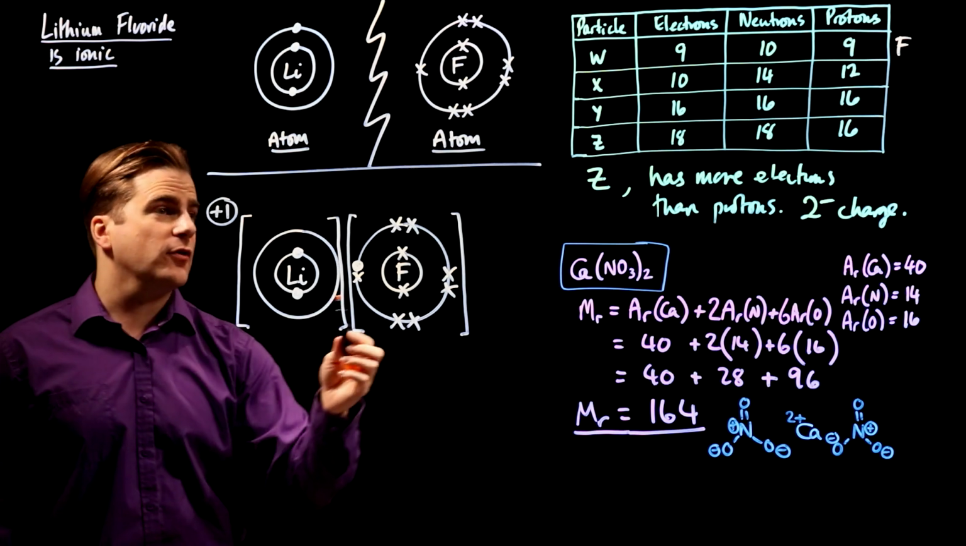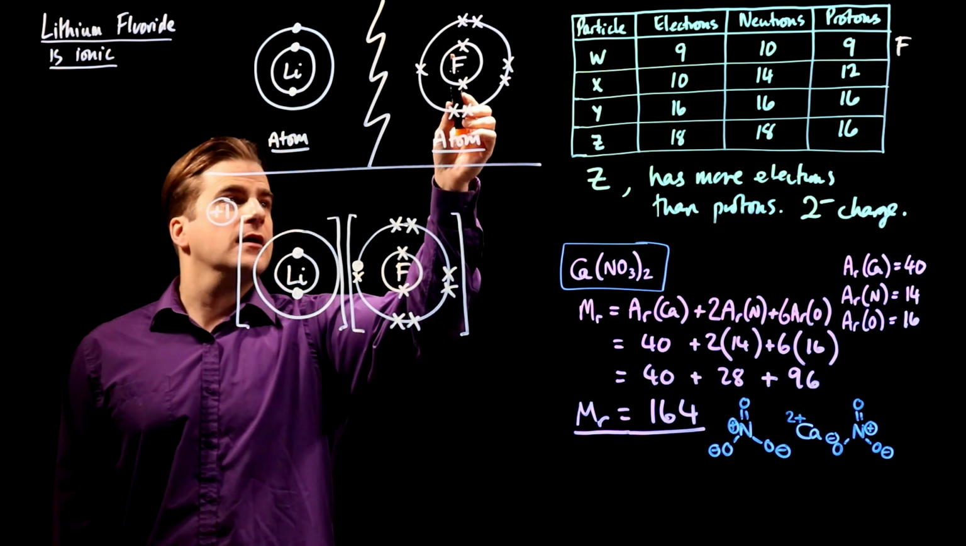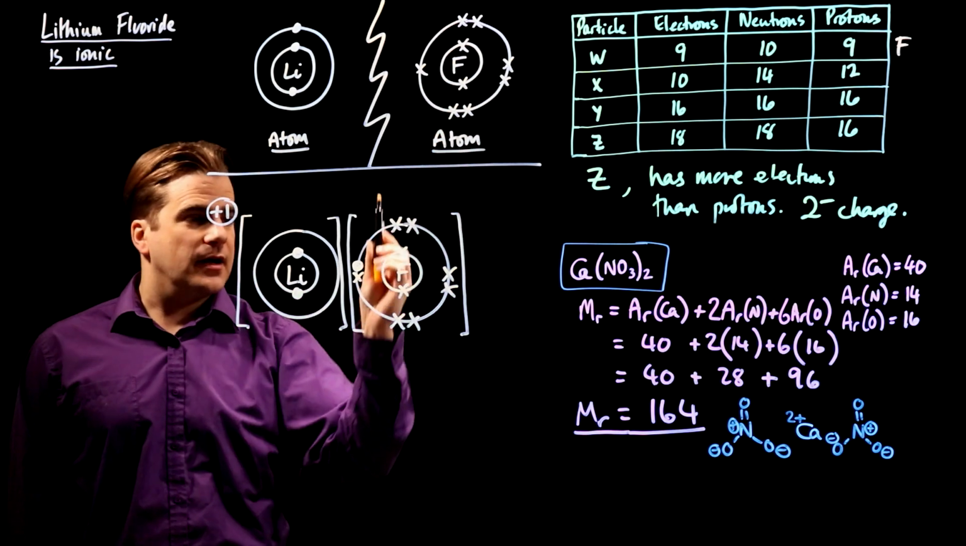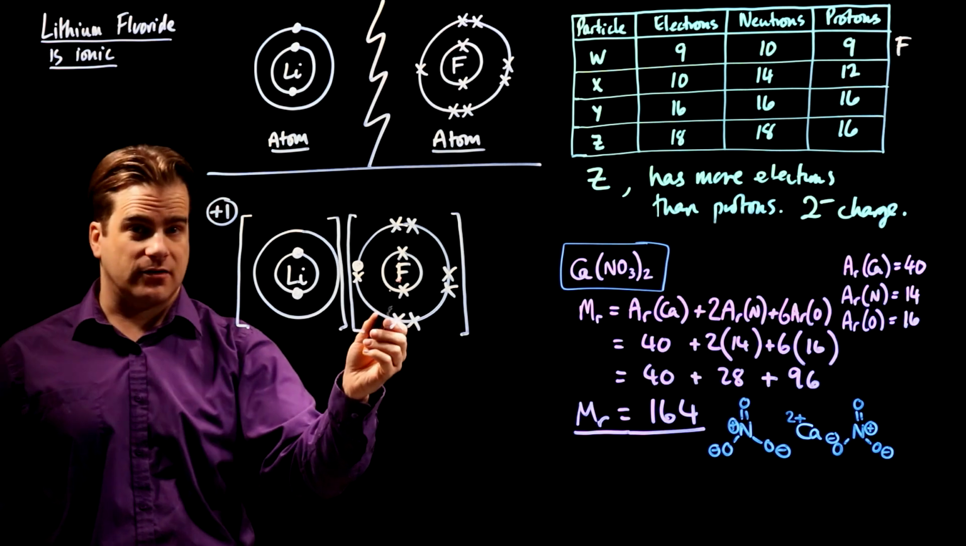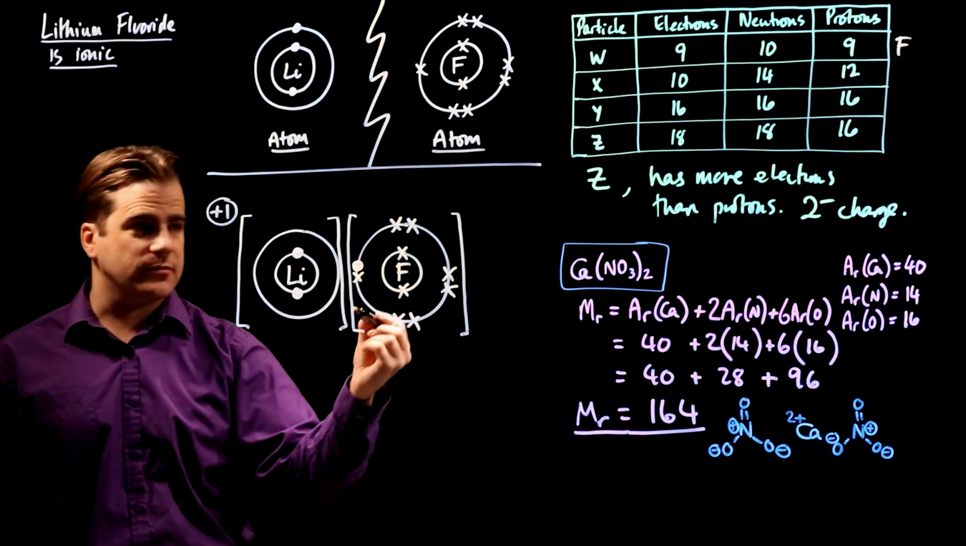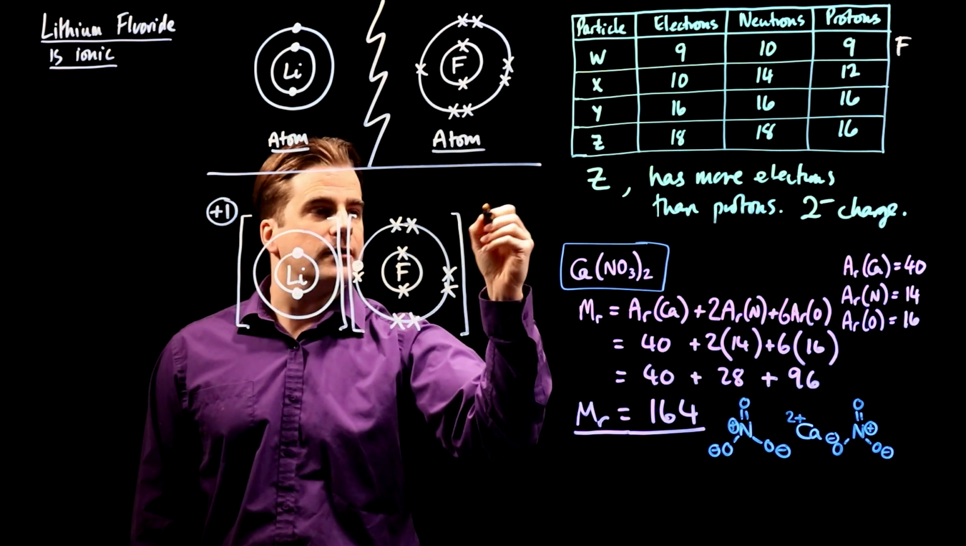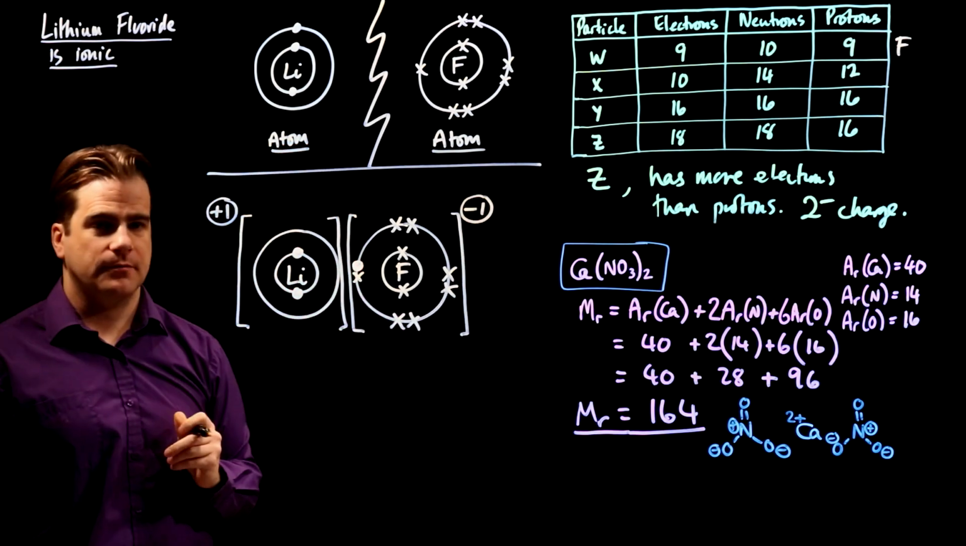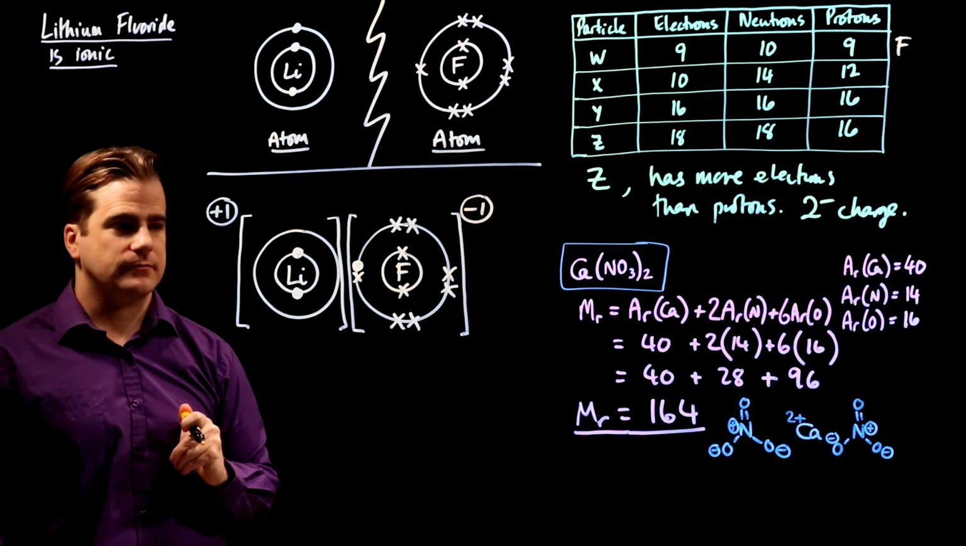Now fluorine has gone from being neutral, 9 protons, 9 electrons. It's now got 9 protons, 10 electrons. Electrons have a -1 charge, so it's now got a -1 charge on it.